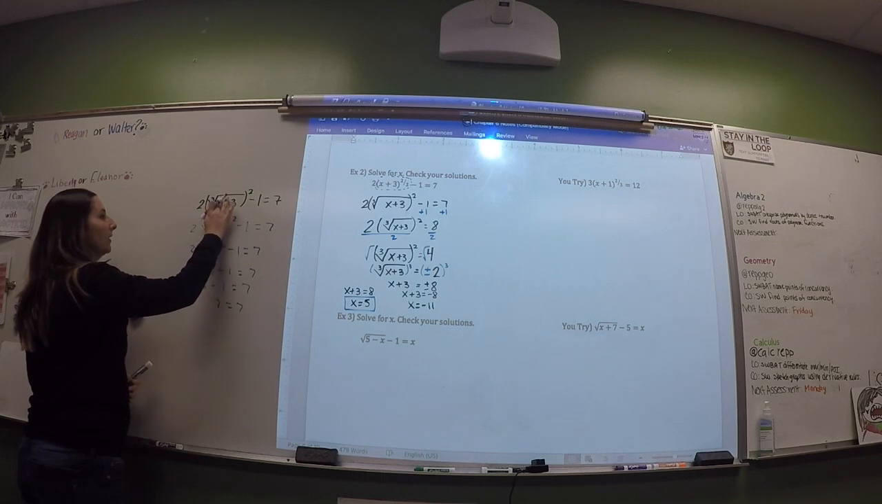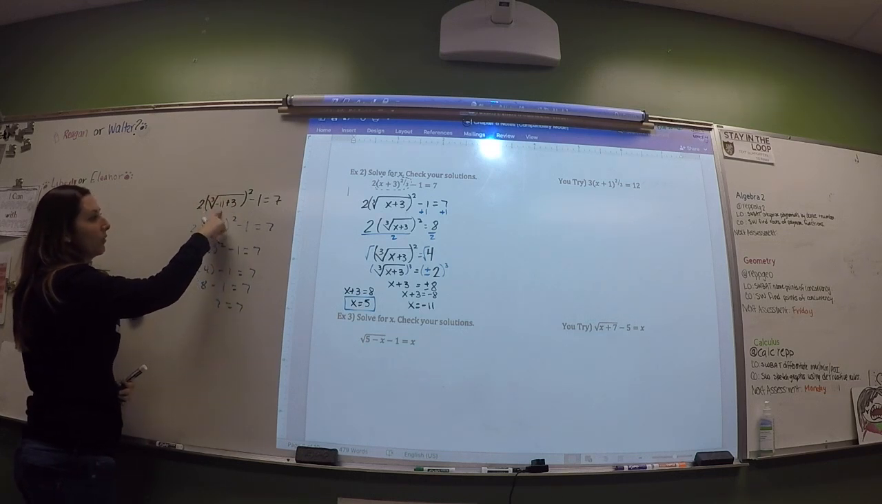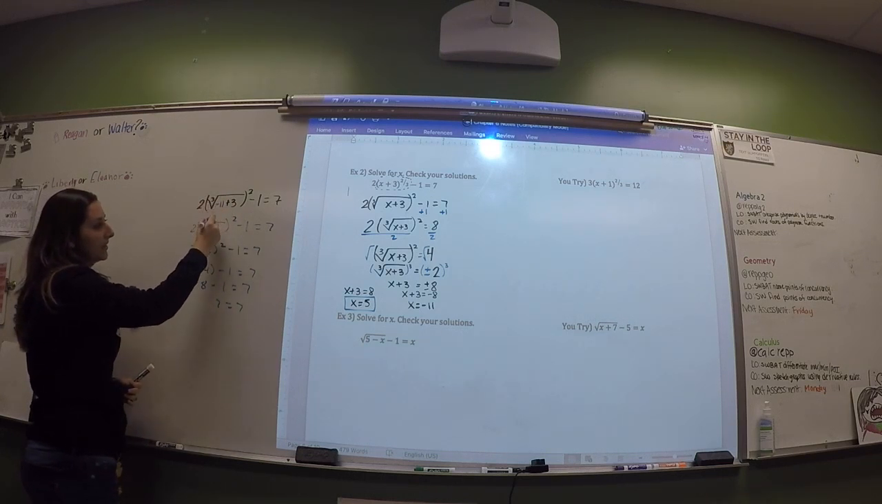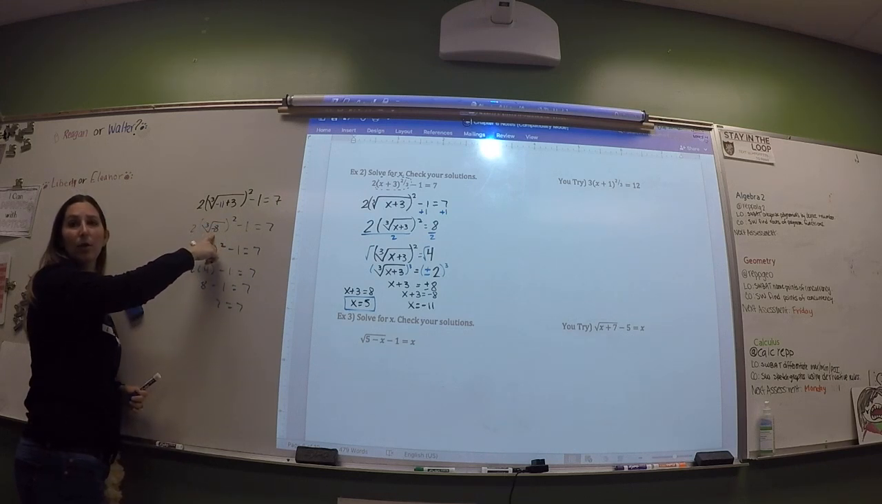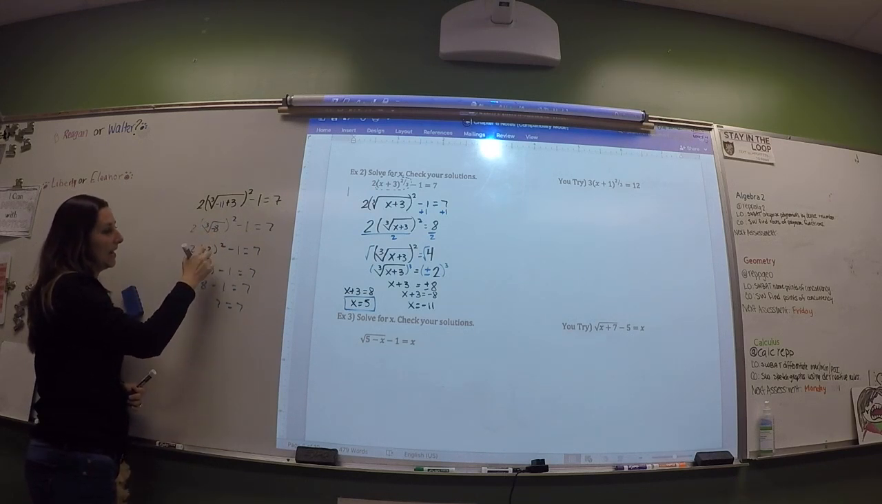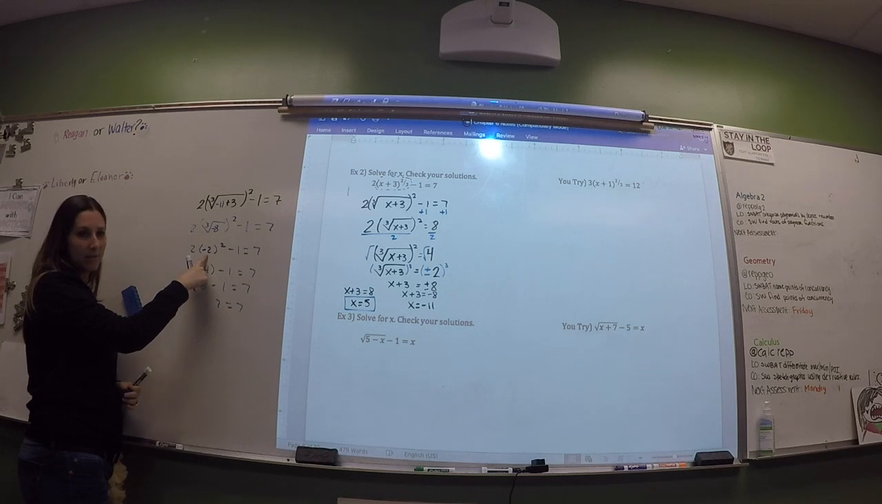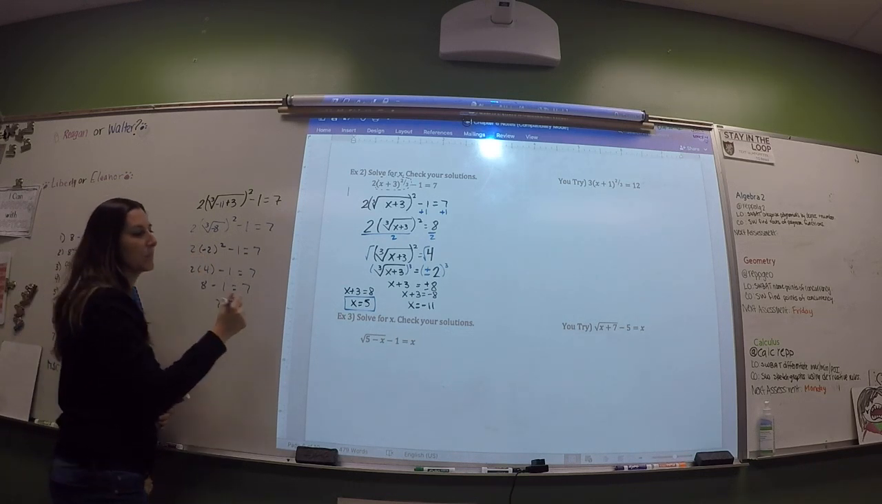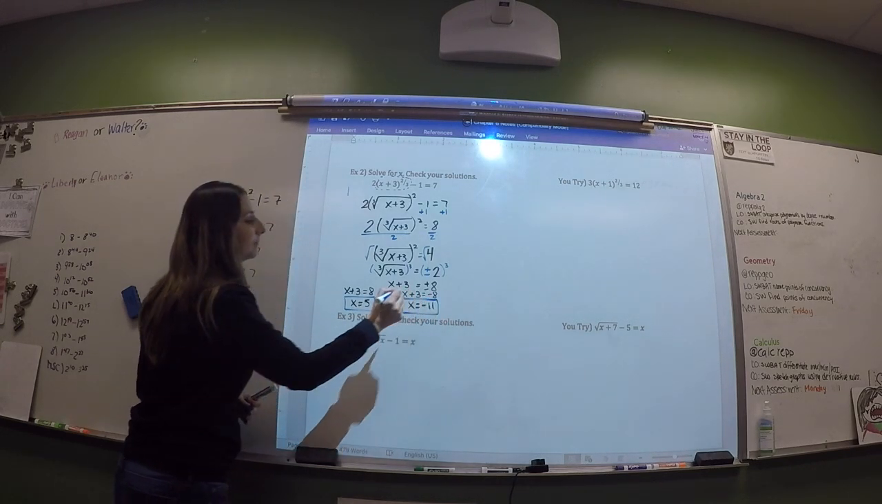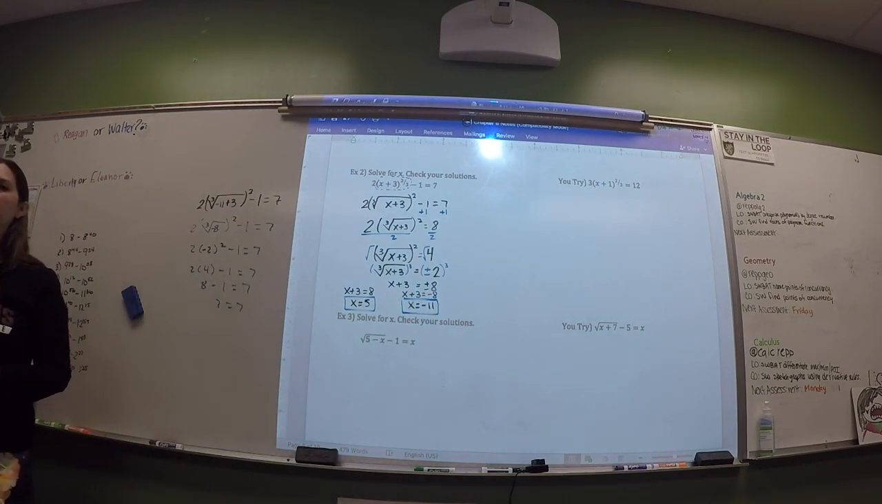Let's plug in negative 11. So negative 11 plus 3 is negative 8. Okay, the cube root of negative 8 is negative 2. But negative 2 squared is positive 4. So the rest is the same. So that one's going to work too. Ta-da. Alright, so we have two solutions and they both work, so we have two answers.